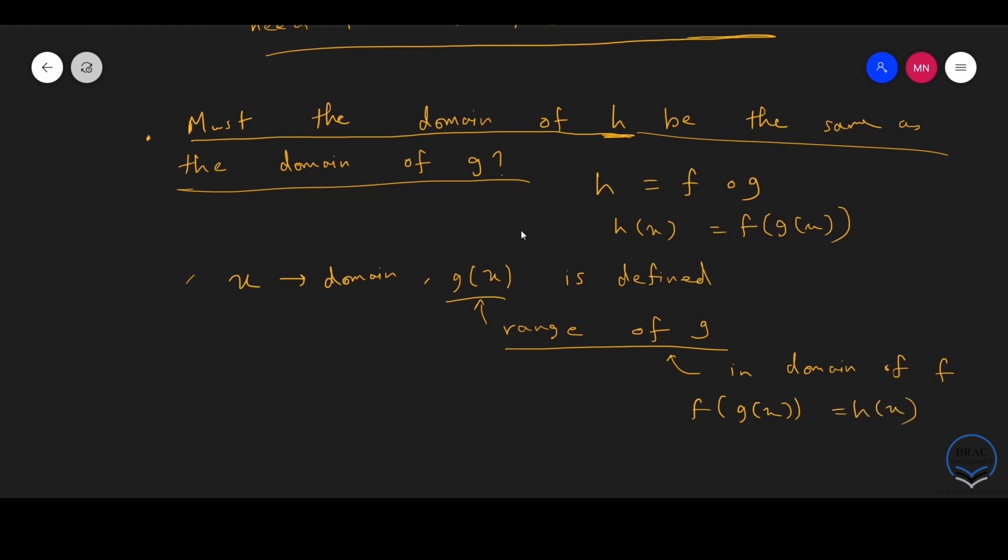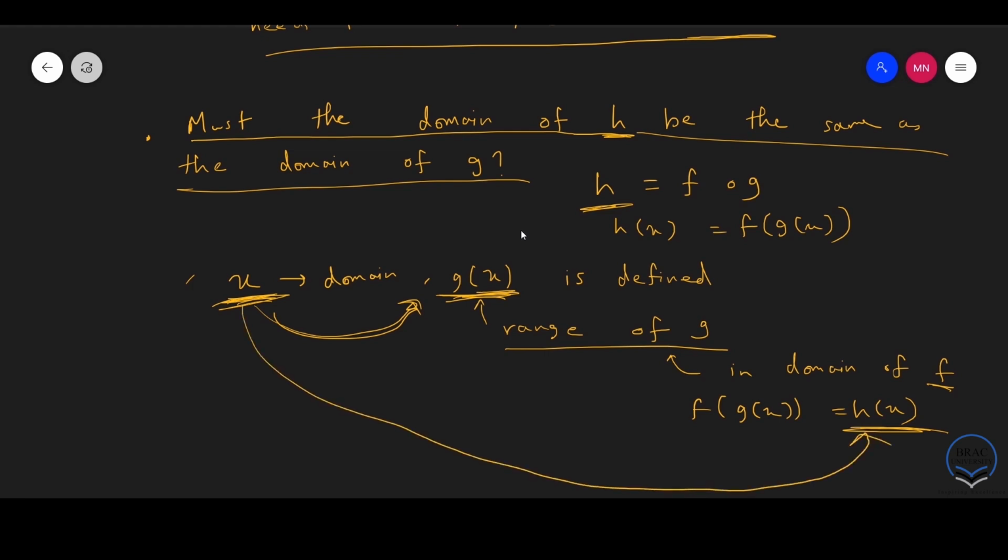So in this case, if for some value of x, g(x) is defined, then this x that is in the domain of g has to also be in the domain of h, right? If x is in the domain of g, then g(x) is in the domain of our function f, and thus h(x) can be defined. Meaning, for every value of x that is in the domain of our function g, this value of x is also in the domain of our function h. Meaning, the domain of h and the domain of g are the exact same.